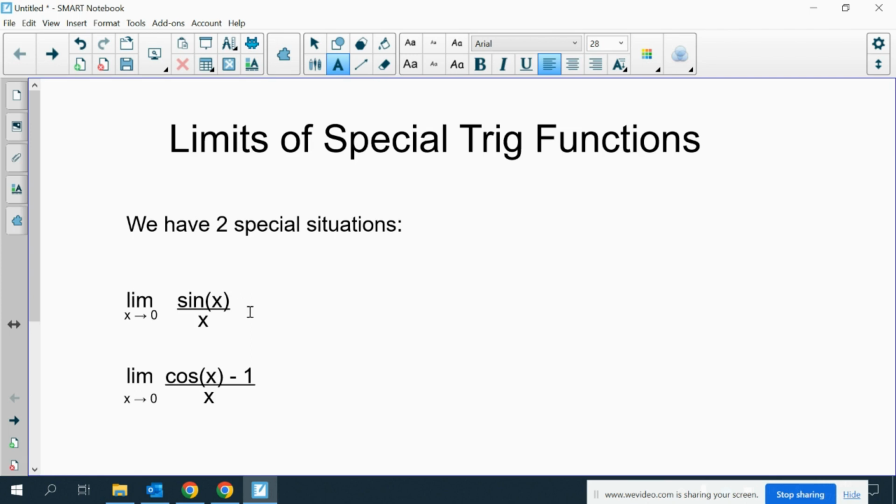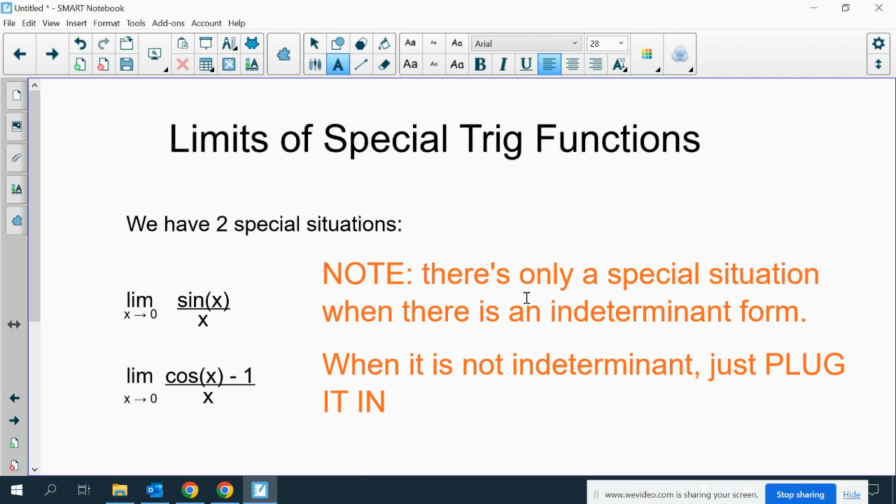Now, what we may want to notice about these situations is that both of these would result in an indeterminate form. So if I substituted 0 in for x, I would get 0 over 0 in this case. If I substitute 0 in for x here, I get 1 minus 1 over 0, which is also 0 over 0. So I end up with something that's undefined, but it's undefined with a hole.